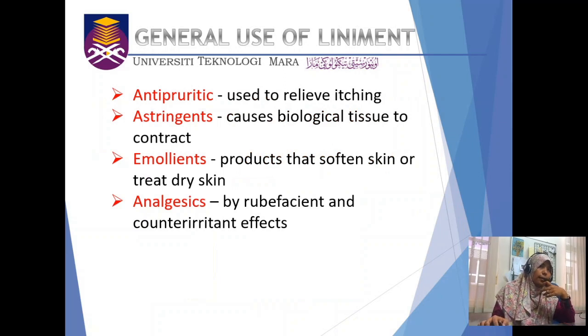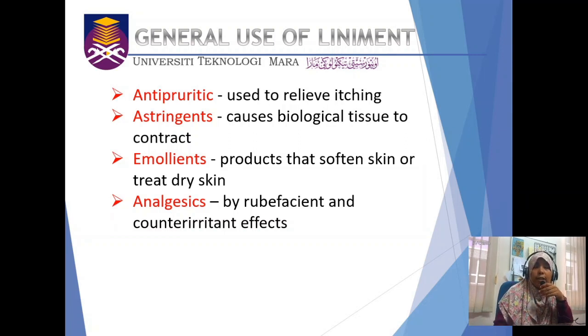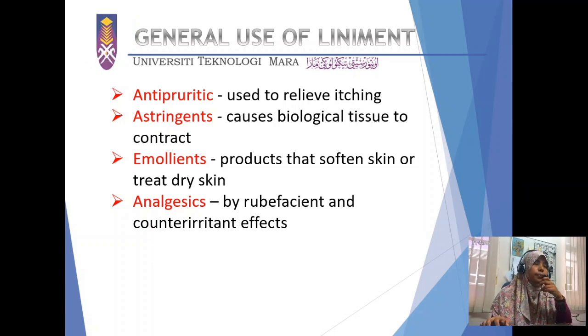Okay, what is the general use of liniment? We only know that it is for massage and for ease. But actually you can use it as an antipyretic, to relieve itching, as an astringent to cause biological tissue to contract. Astringent means just to ensure that your muscle contracts. The emollients are products that soften skin or treat dry skin, and then analgesic by rubefaction and counter-irritant effect. The analgesic one is usually the alcoholic one.